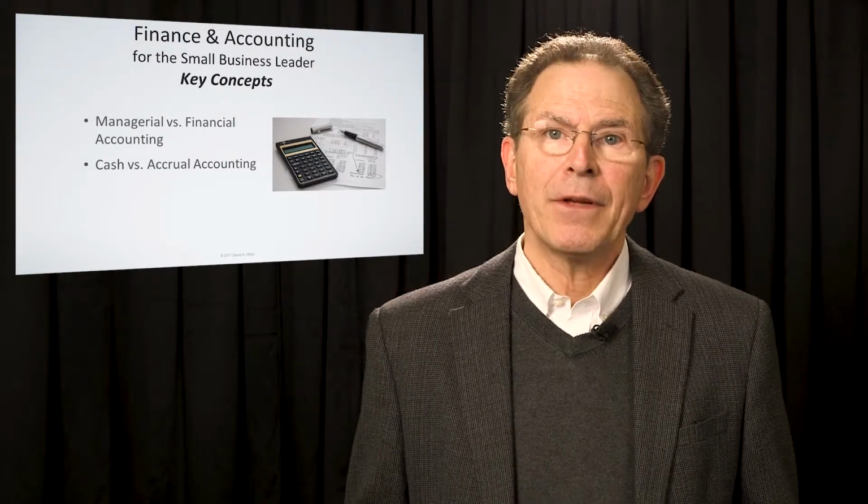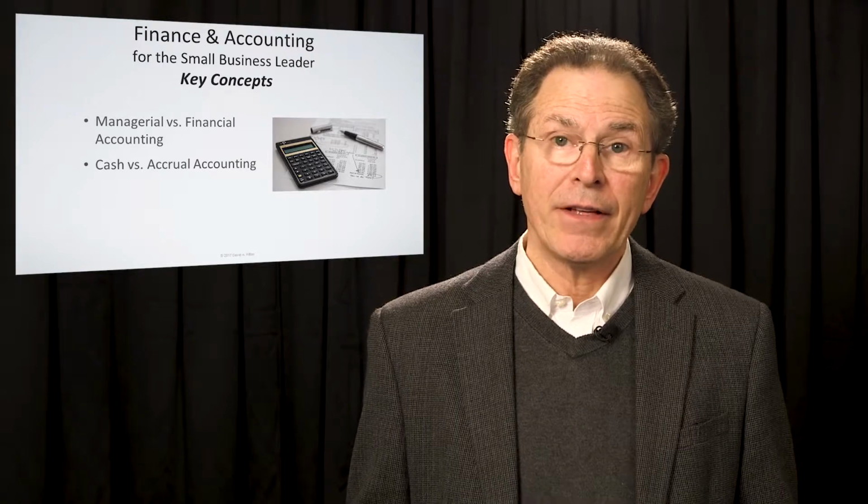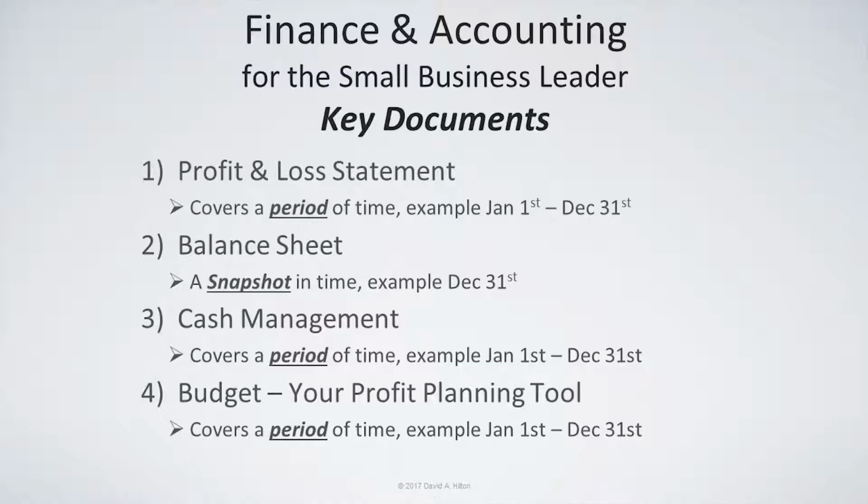Now, key documents that you're going to be learning about in these next few sections. Profit and loss statement. A profit and loss statement covers a period of time, say for example, January 1st to December 31st, or it could be from April 1st to September 30th. Or it could be just a simple month, September 1st to September 30th. But it's a period of time.